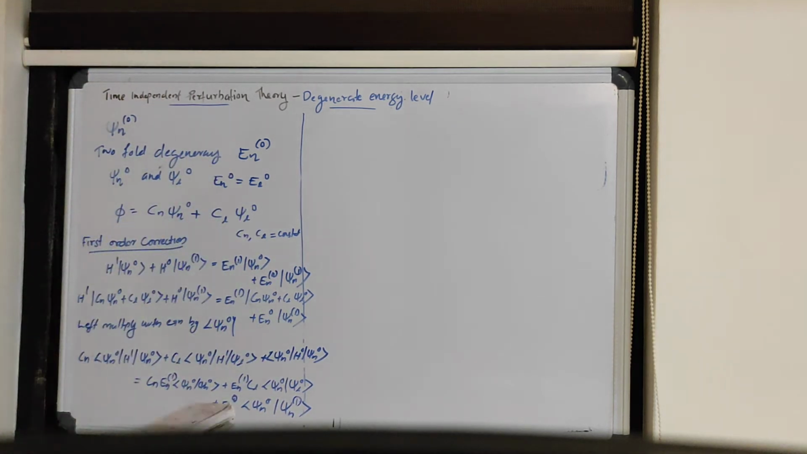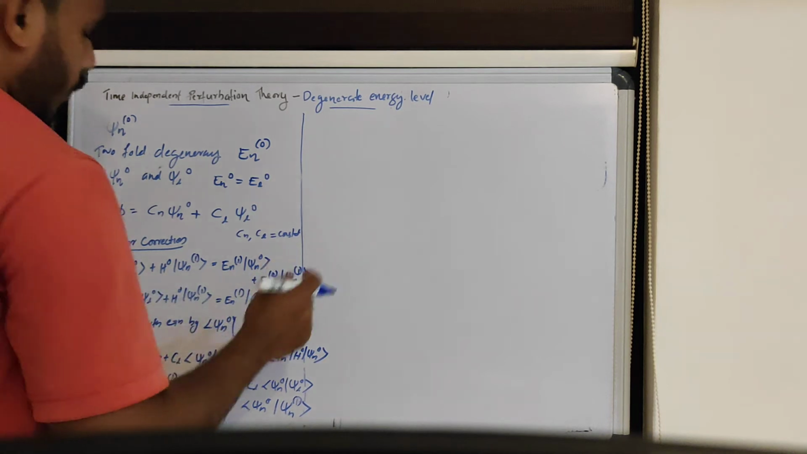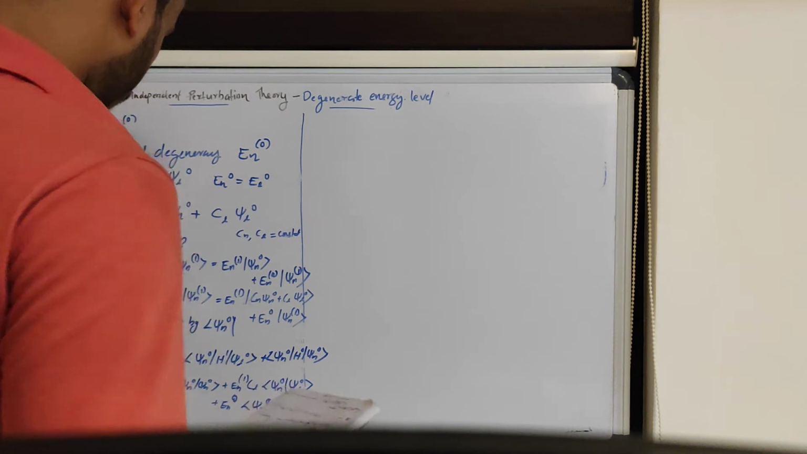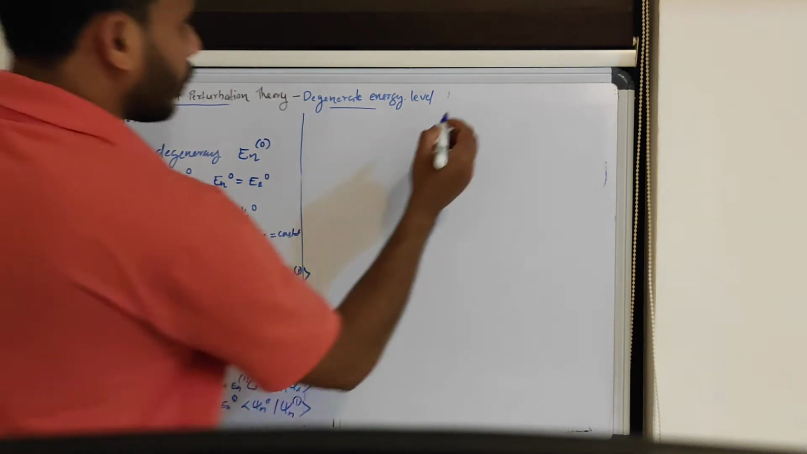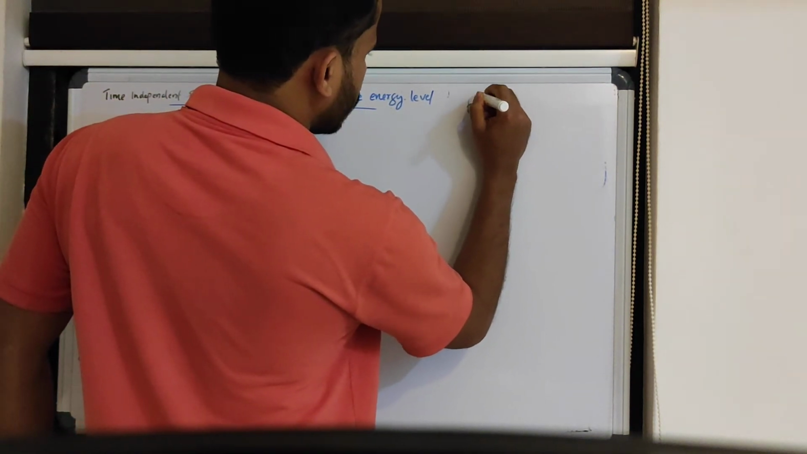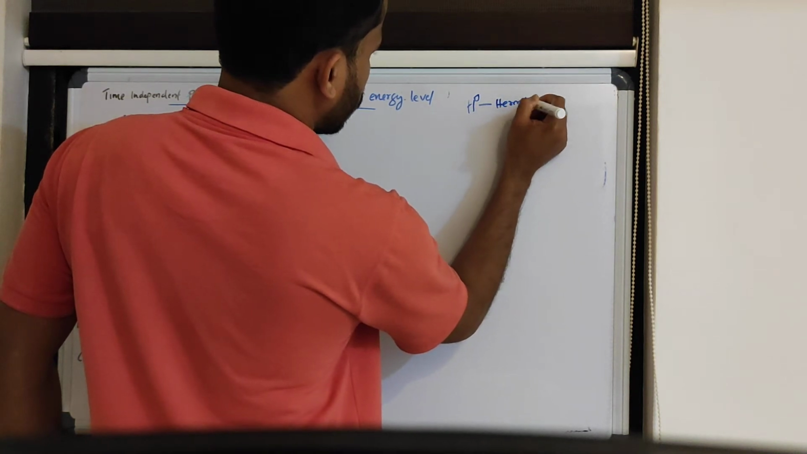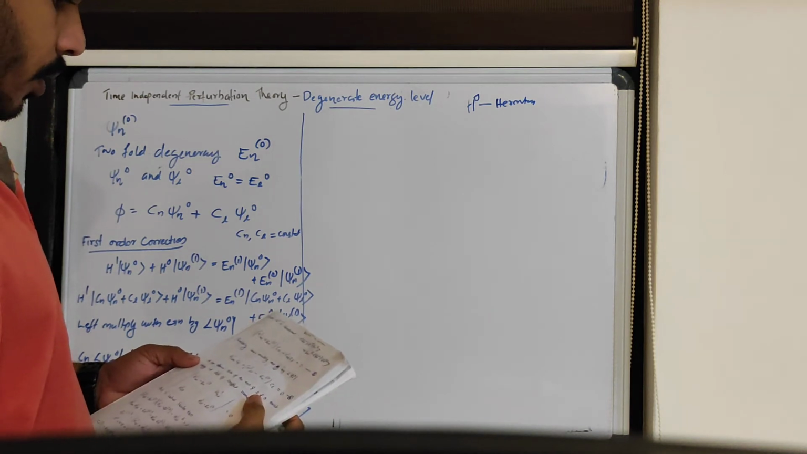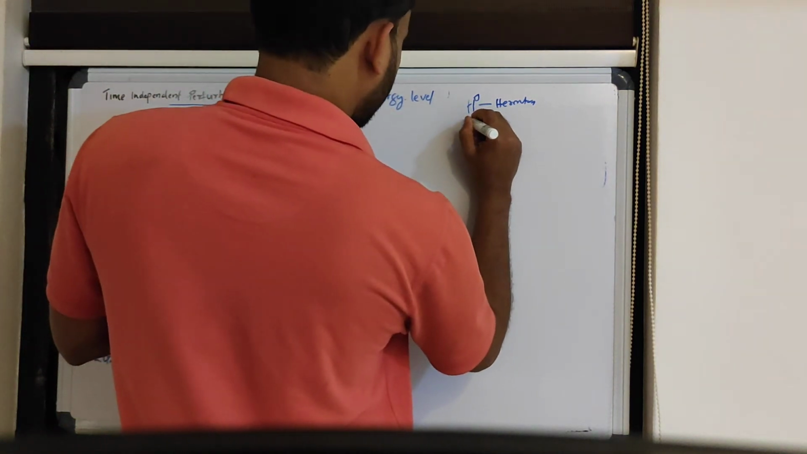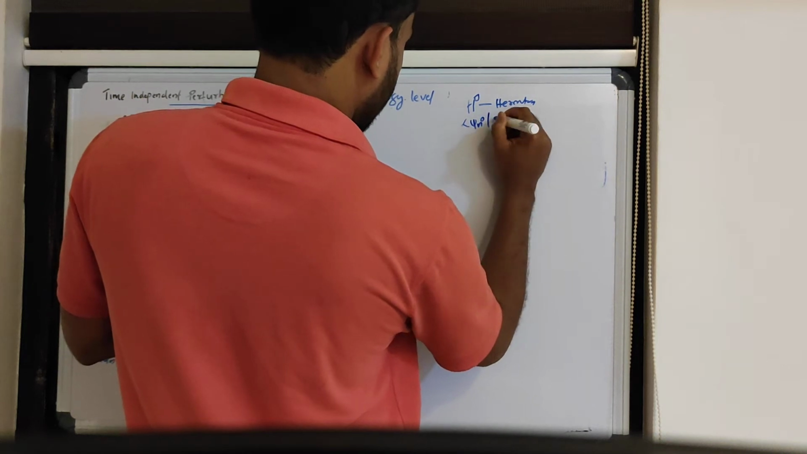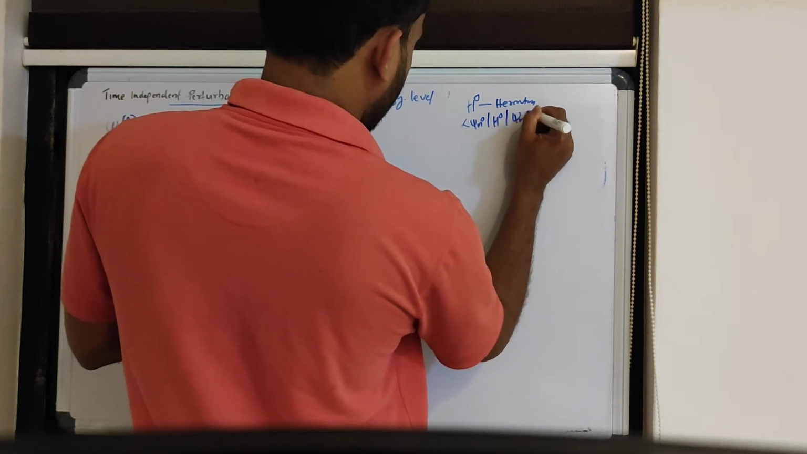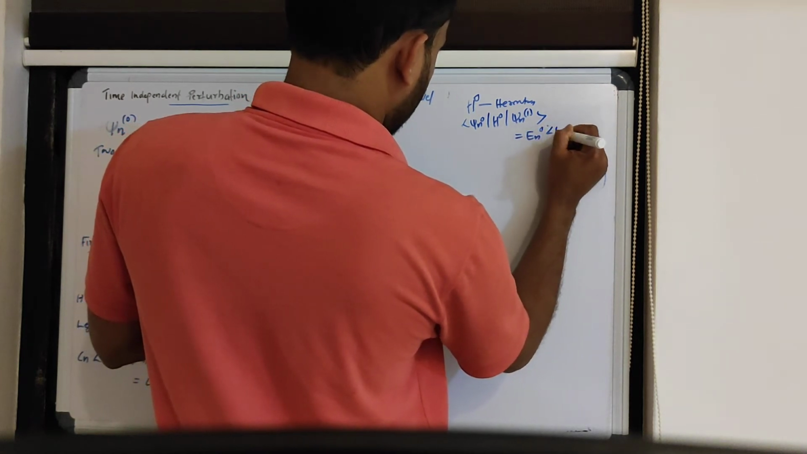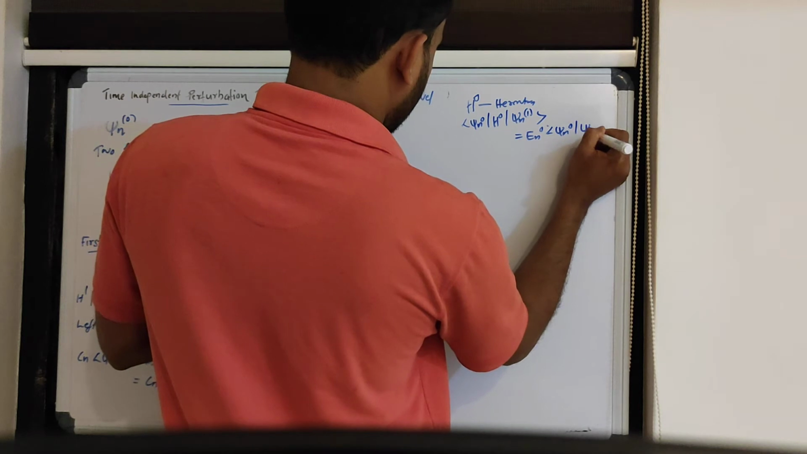It's pretty simple, so just go through this one, and we can simplify this equation. Here h0 is a Hermitian operator. We know h0 is Hermitian, so we can act on this state also, and there is no change. So psi n0 h0 psi n1 will give En0 psi n0 psi n1.